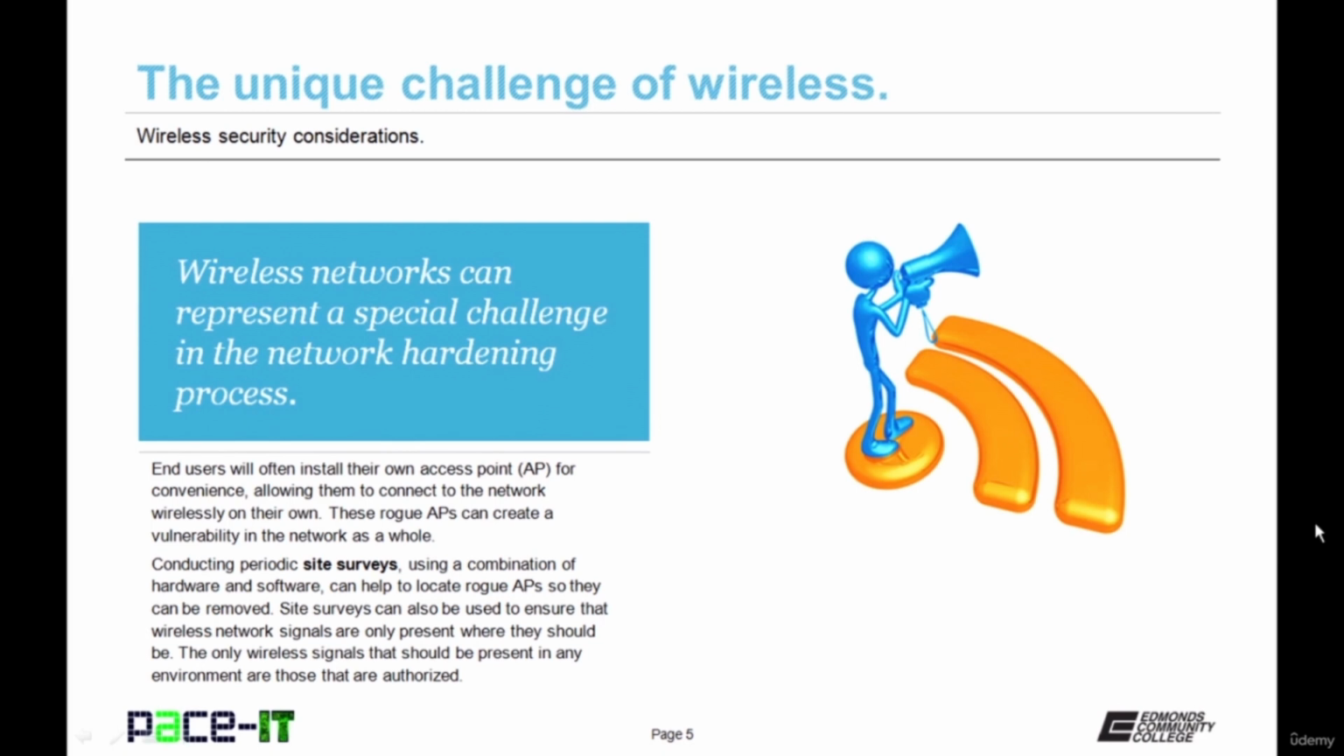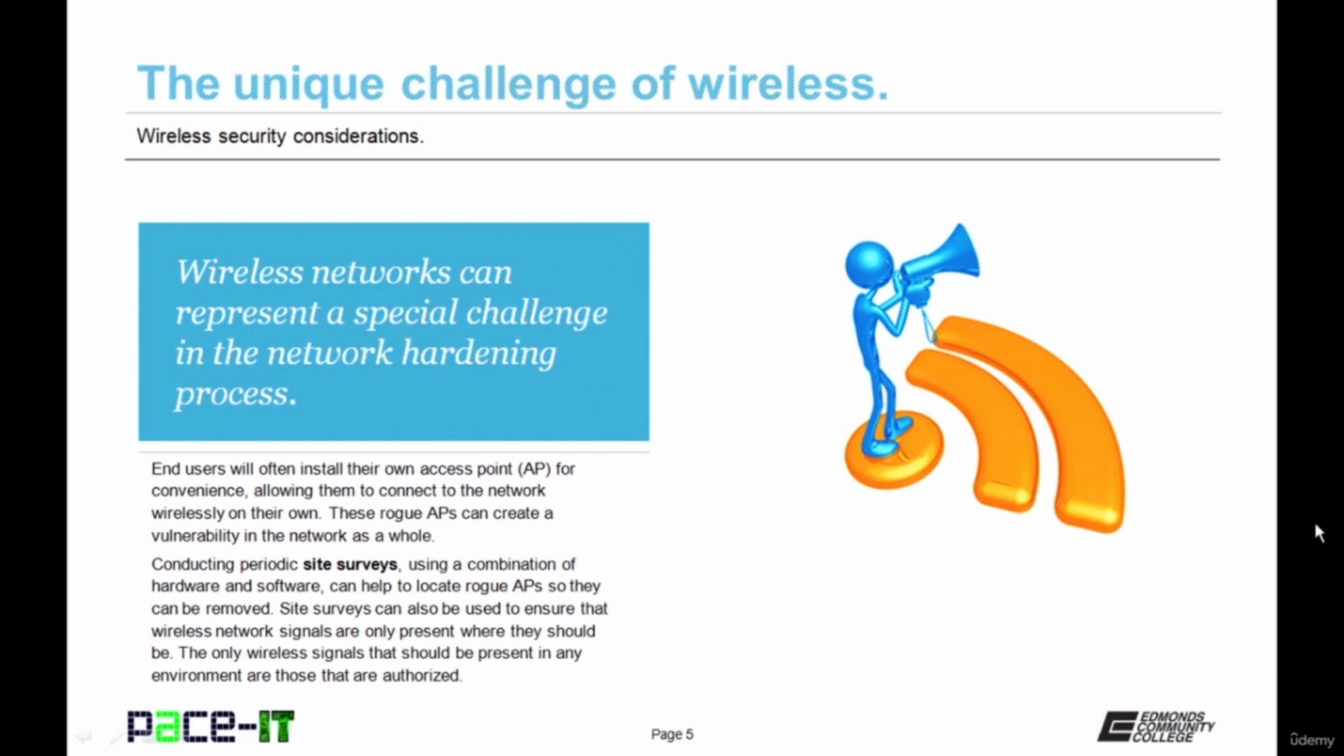Wireless networks can represent a special challenge in the network hardening process. One of the main tenets of network security is hiding your traffic. With wireless, it's impossible to hide your traffic because it flows over the airwaves. So with the proper equipment, anybody can see that traffic flowing on a wireless network.